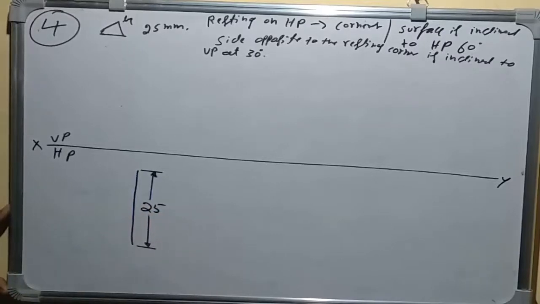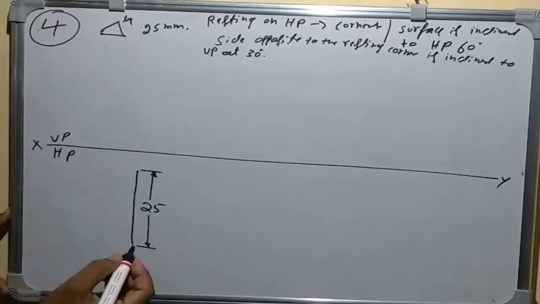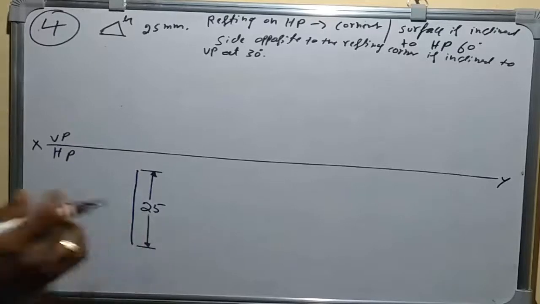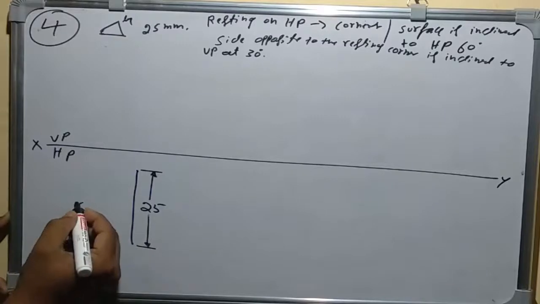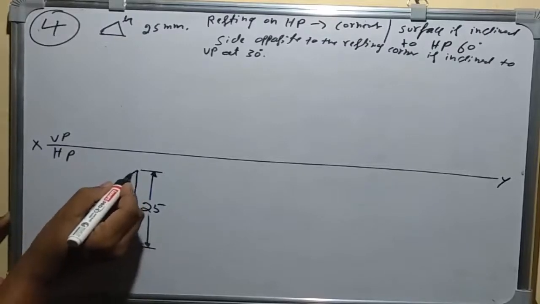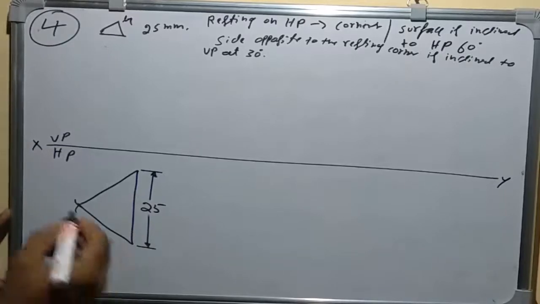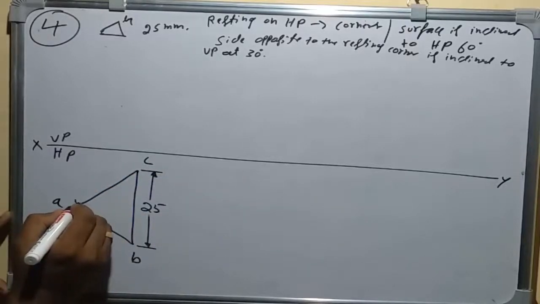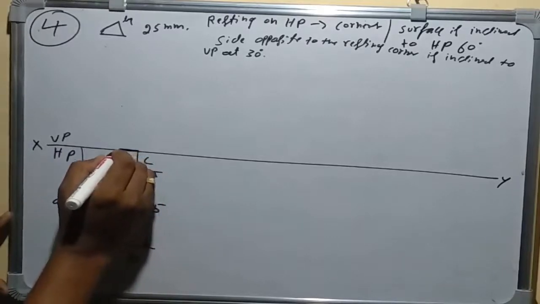Okay, and then to get the third corner easily we can take the two corners as centers, and by using the compass we can measure 25 and draw the two arcs, one from each center, and then join it. Okay, we got the third corner. We can name it as A, B, and C, and then draw the projection lines to XY to get the front view.